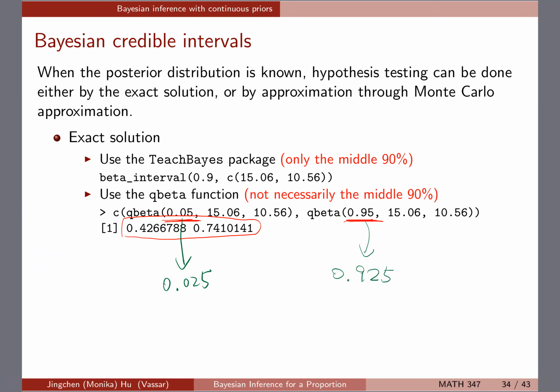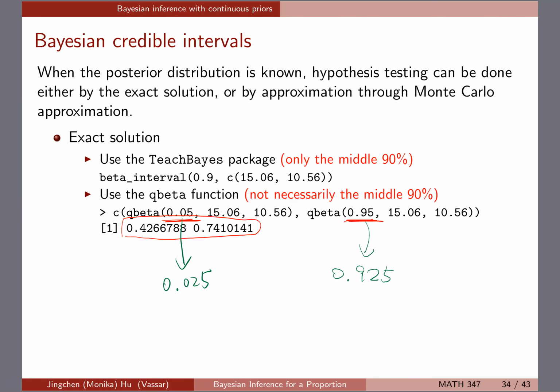Right? Because I'm trying to get the 90%, so I need 2.5% on the left, and then 7.5% on the right. Oh, 2.5% on the left, so it's 97.5% on the right, right? So then in order to get this, I can return these two numbers, okay?